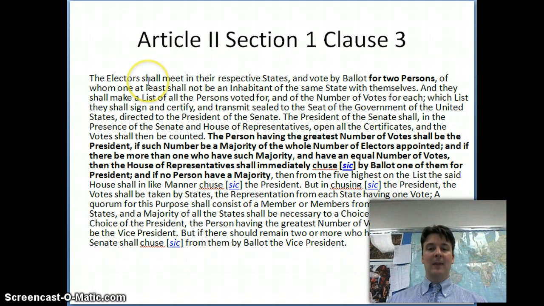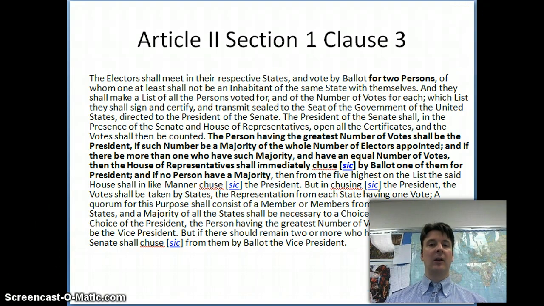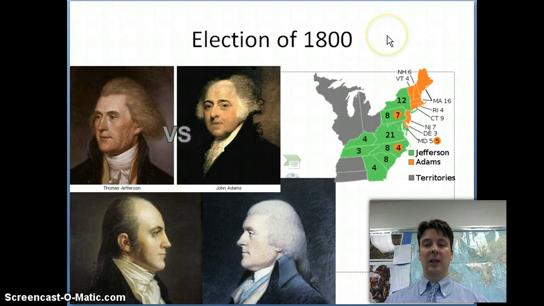So, electors shall meet in their respective states and vote by ballot for 2 persons. This is the problem. It was 2 persons, and it's a problem because this was the issue in the election of 1800. And it says the person having the greatest number of votes shall be the president, if such a number be a majority. And here was the problem, that in the election of 1800, you can clearly see that it was Adams versus Jefferson, right there. And it is very clear that Adams and Jefferson won.